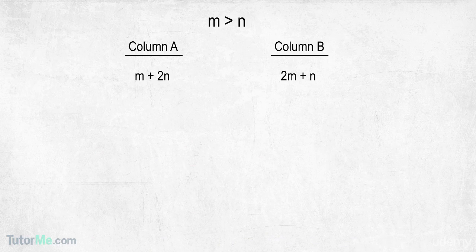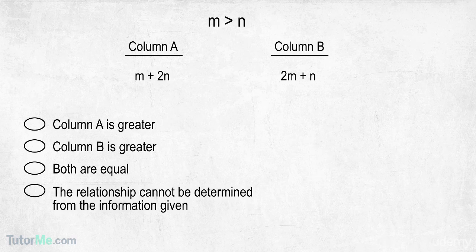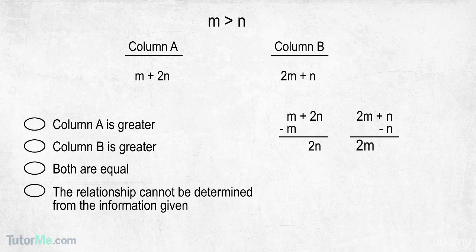Let's try an example problem. We are given m is greater than n. In column A we have m plus 2n, and in column B we have 2m plus n. We can simplify this problem by subtracting m from column A and n from column B. Doing so leaves us with 2n and 2m. Since the problem states that m is less than n, 2n must be less than 2m, and as such, column B is greater.